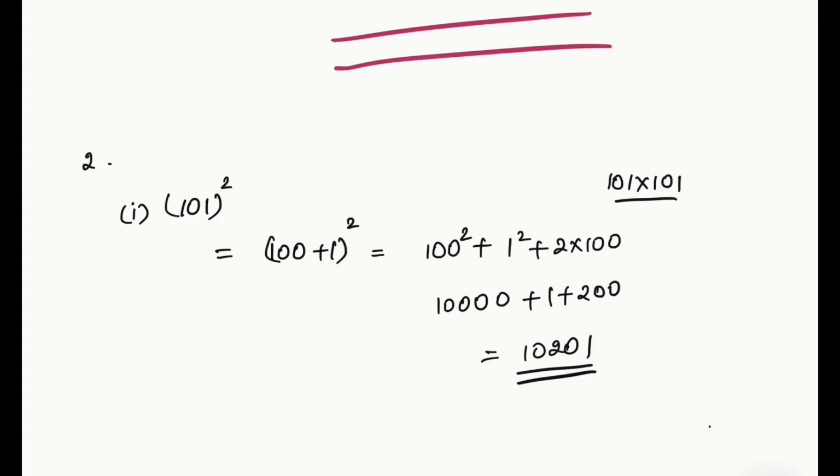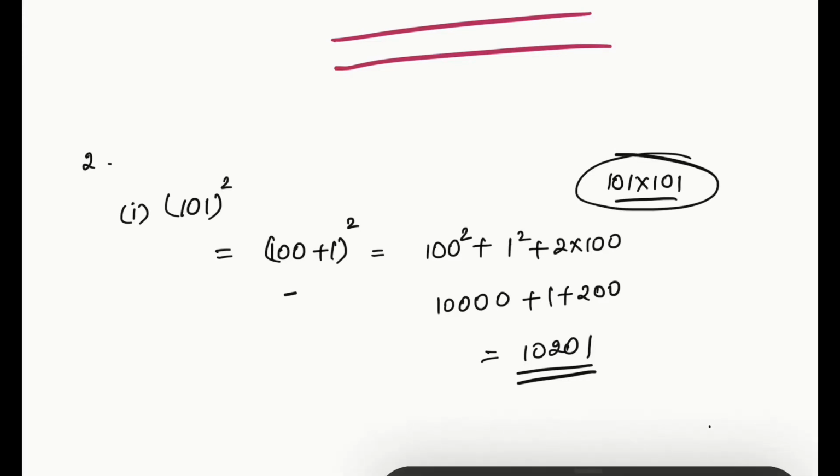Remember always, when you see such questions, don't just multiply 101 into 101. You will get the same answer, but that's not the method. When it's asked to use the identities to evaluate, this is how you do it. Even though after multiplying directly your answer is right, you will not be getting any marks for that. This is the way you do it.